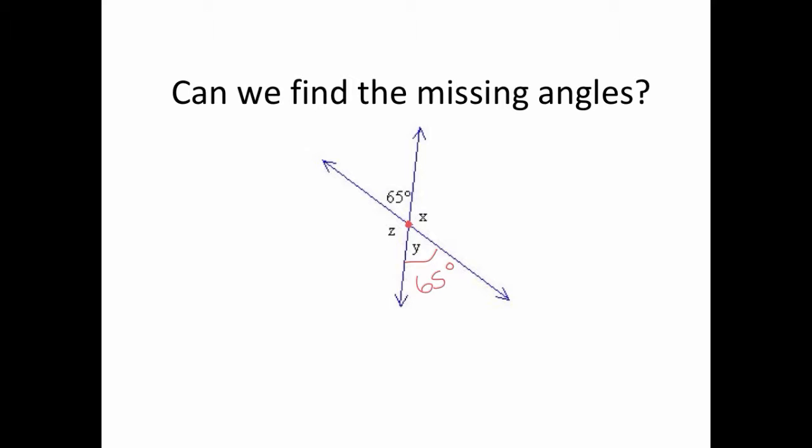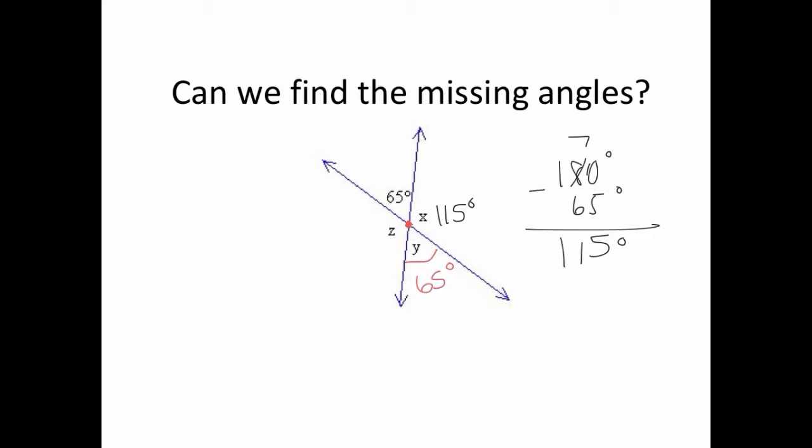Now, can I find the measure of angle X with the information that I have in front of me? You bet I can. Angle 65 degree and angle X, they lie on a straight angle. So that means that they are supplementary. The sum of their measures should be 180 degrees. So if I go 180 degrees and take away 65 degrees, that will give me the measure of angle X, which would be 115 degrees.